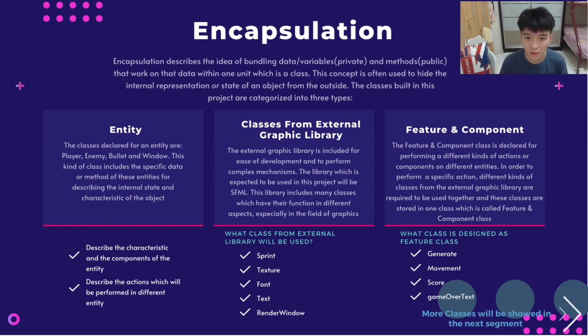The classes built in this project are categorized into 3 types. First, entity. The classes declared for an entity are player, enemy, bullet, and window. This kind of class includes the specific data or methods of these entities for describing the internal state and categories of the object. Second, classes from an external graphic library are included for ease of development and to perform complex mechanisms.